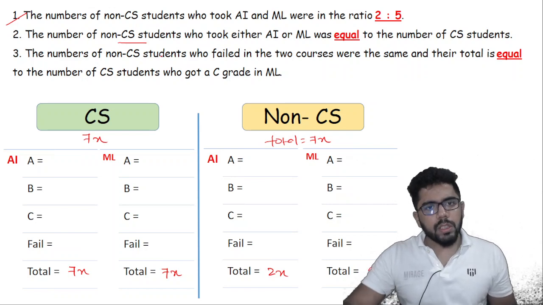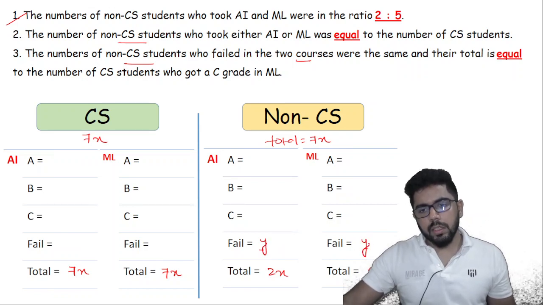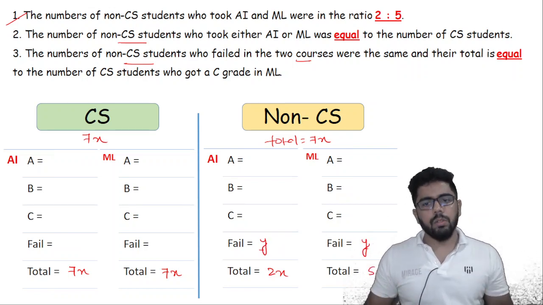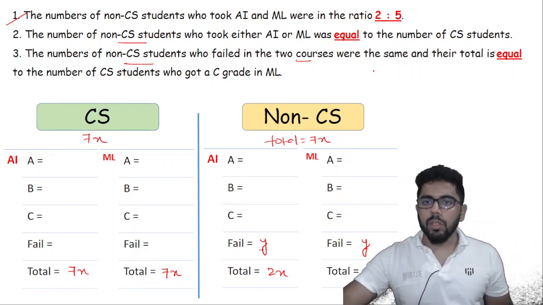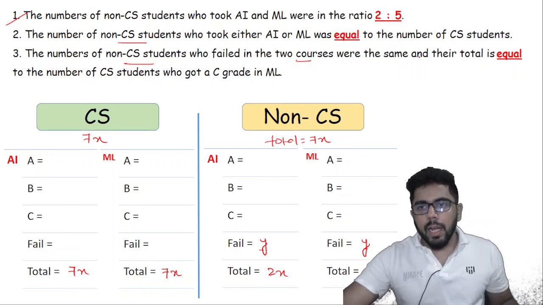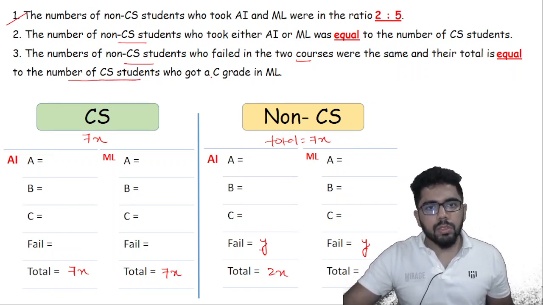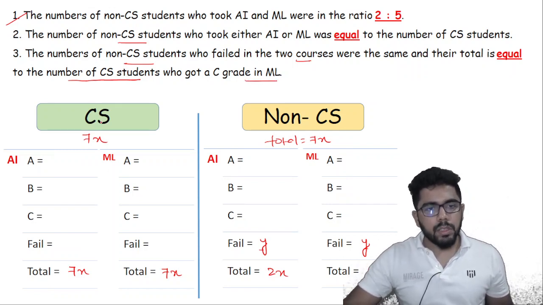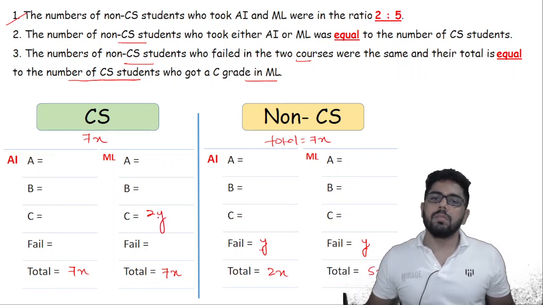The number of non-CS students who failed in the 2 courses were the same. Non-CS students failing in 2 courses. I'm using variables because I don't have numbers as of now, so I'm keeping it in variables. So AI and ML, an equal number of students have failed, let that be y. And their total, 2y, is equal to the number of CS students who got a C grade in ML. The number of CS students who got a C grade in ML is equal to the total of these 2 values. So y plus y, this one is 2y.